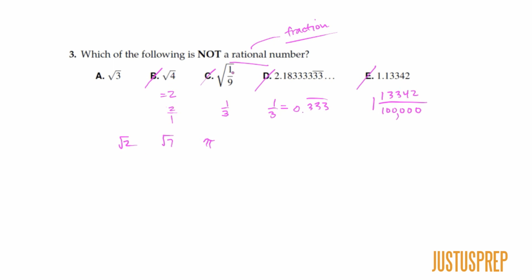So that's a perfect square. These are all perfect squares. We're going to give you irrational numbers. So the answer here is A.